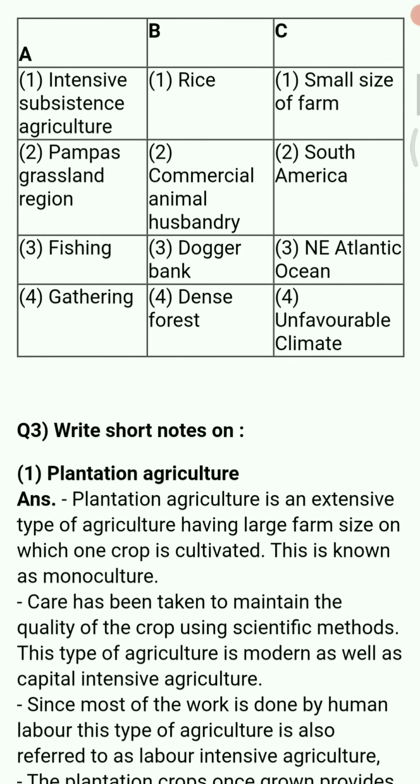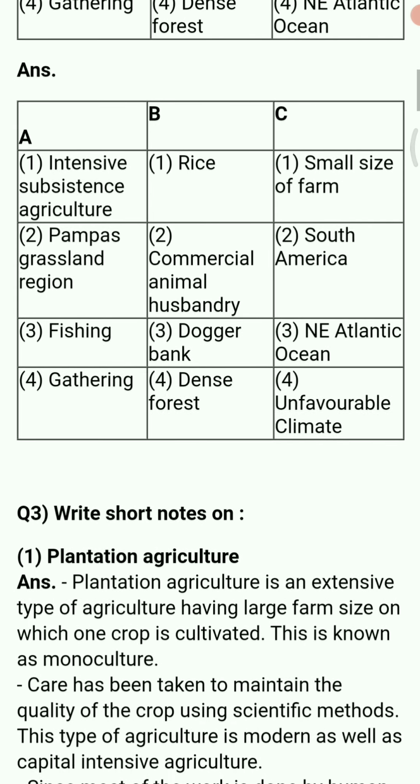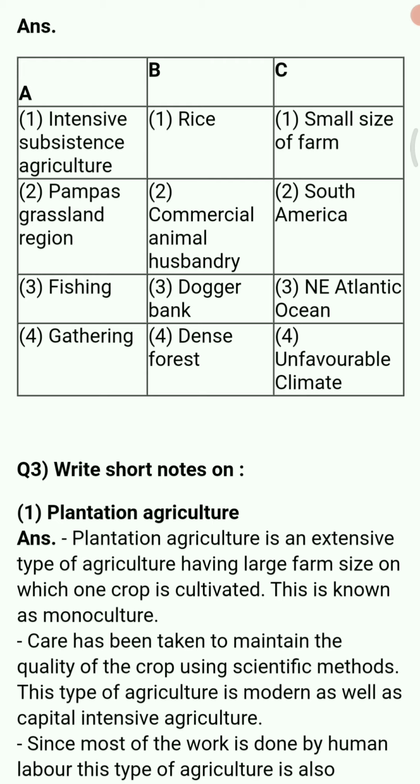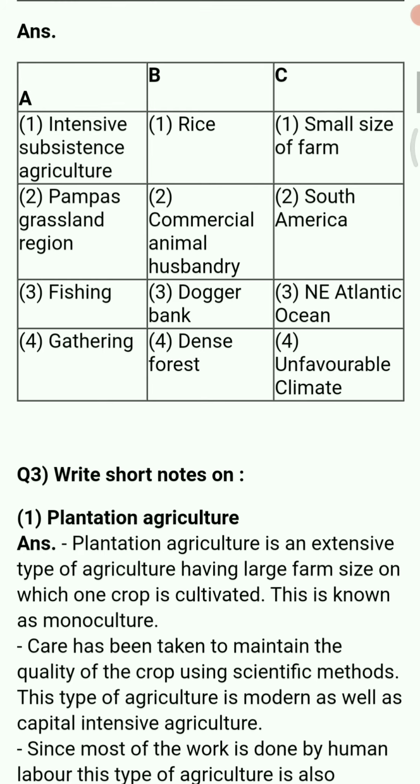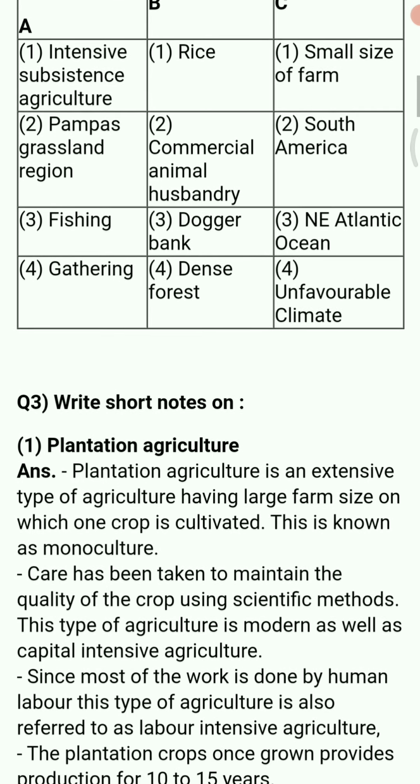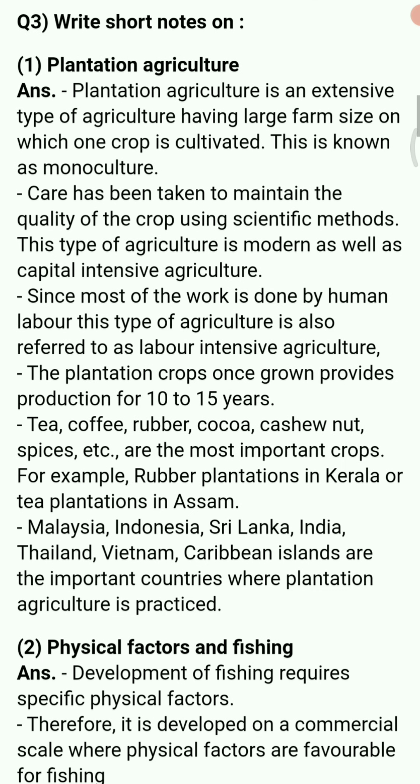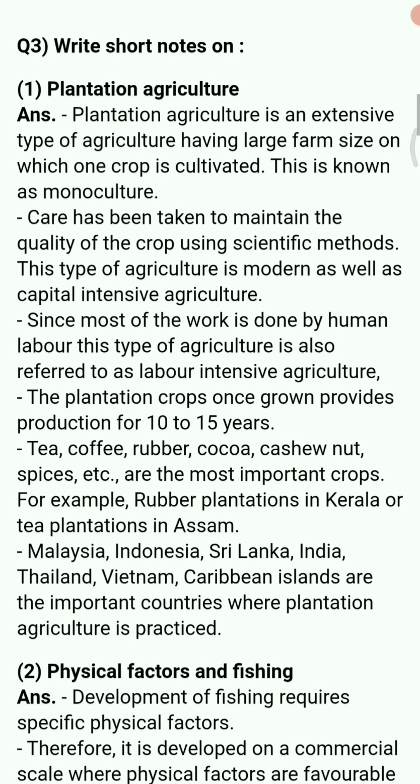Next is fishing. Fishing is carried out at a bank, sea coast, coastal area. So Dogger Bank is the answer for B, and it is found in the Northeast Atlantic Ocean. Next is gathering. Gathering is most probably done in dense forest where the climate is totally unfavorable. Now the next question is write short notes on.